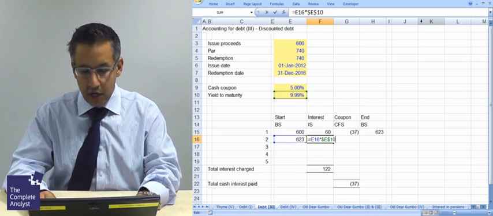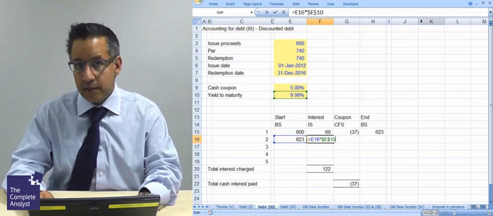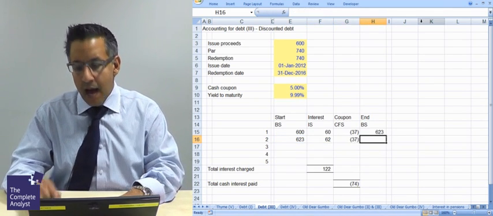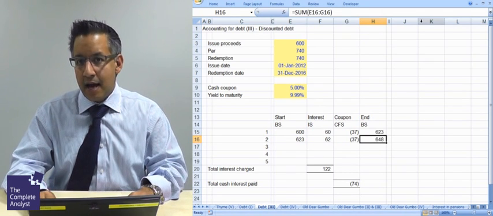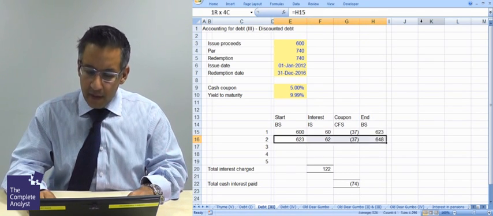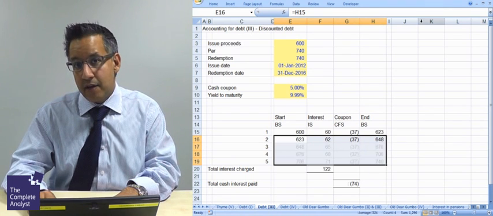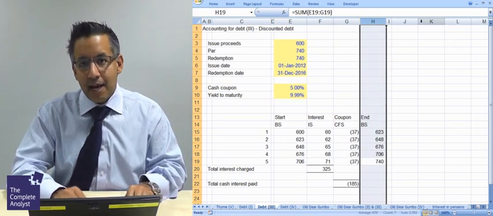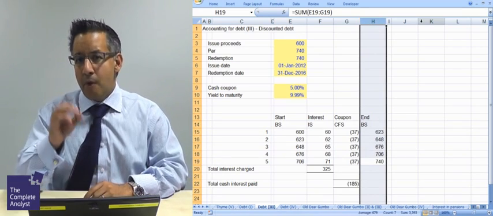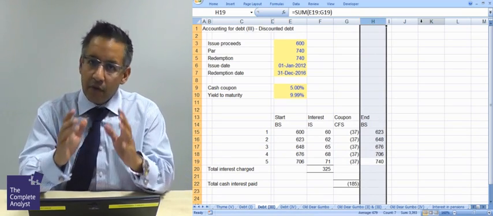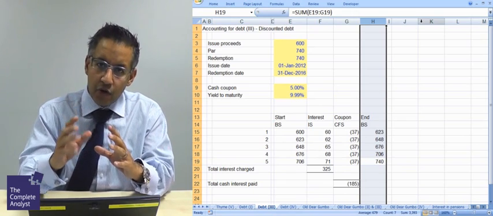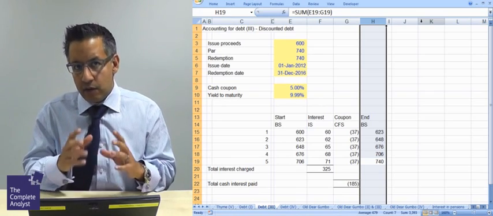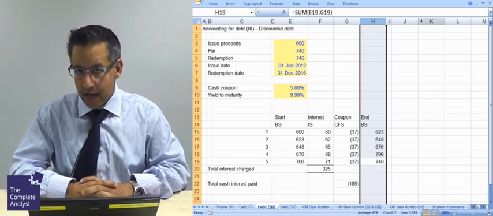Again, there'll be some interest charged, 9.99% on the amount outstanding. Again, we'll make a fixed repayment based on the coupon. And again, the amount outstanding is going to increase. And we follow that process through over the 5 years. And what you can see is, by the time we get to the end of year 5, moments before the redemption, what we've got sat on the balance sheet is £740 million worth of liability, the amount that we've agreed to repay.